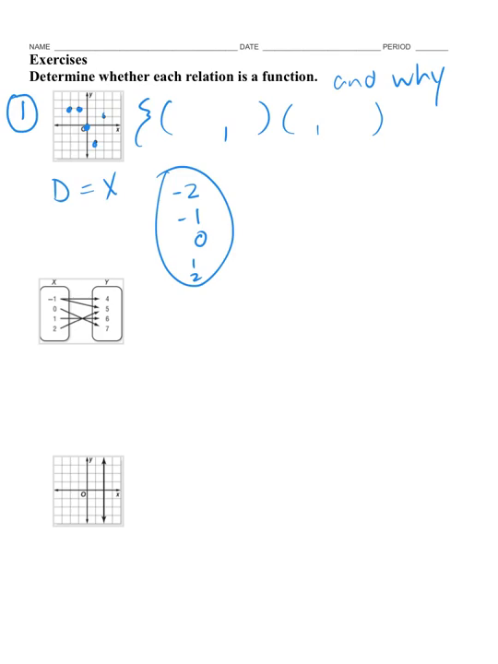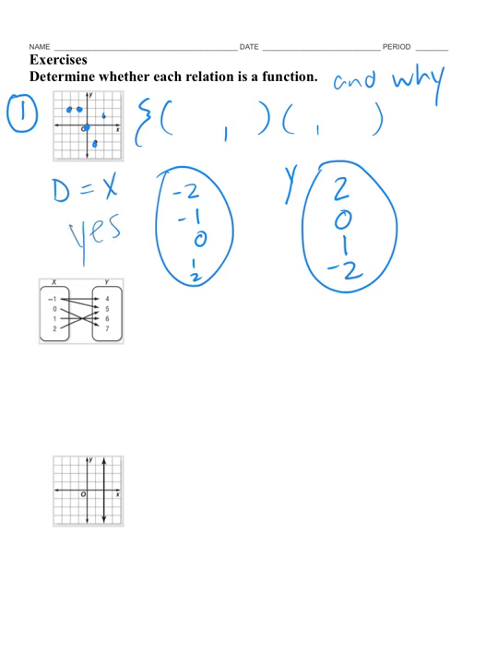My y values are 2. I have 2, 2, so I'm not going to write 2 twice. Then 0, 1, and -2. Do you guys see that? Each x goes to at least one y value. So that's why this one is yes.